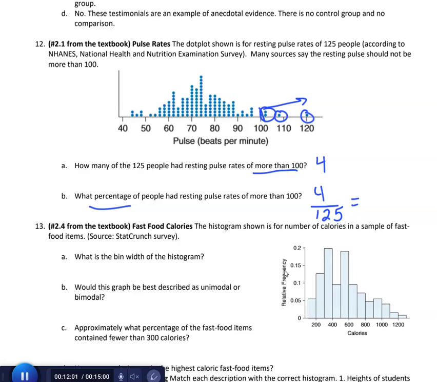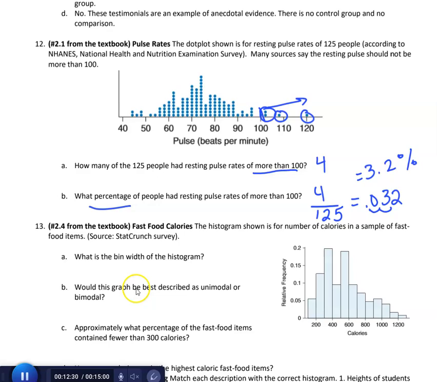So make sure you have a calculator for the test. That's very important. You cannot use your cell phone. So please, please, please get a calculator. Don't handicap yourself by going without. So in my calculator, I get 0.032. So convert that to a percentage by moving it 2 spaces to the right or multiplying it by 100. And I get 3.2%. So about 3.2% of the sample had a pulse rate of more than 100.